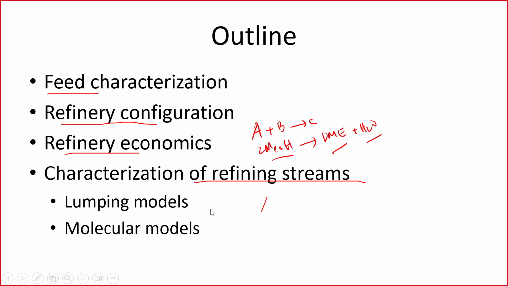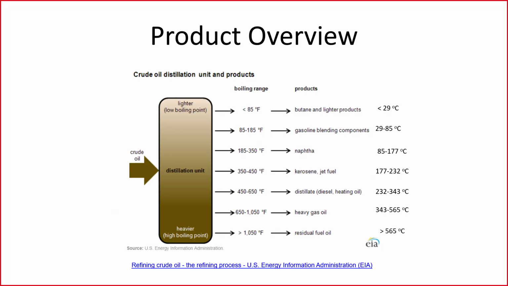There are two approaches that people have been developing and using. The first one is the easiest or older one, the lumping models. The second one is the more sophisticated approach, with more sophisticated technologies to characterize the stream. They call these molecular models because we can see literally down to the molecular level. So, feed characterization.